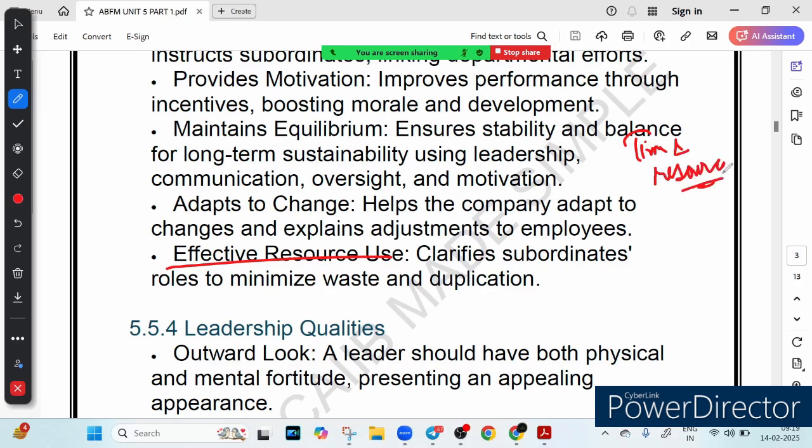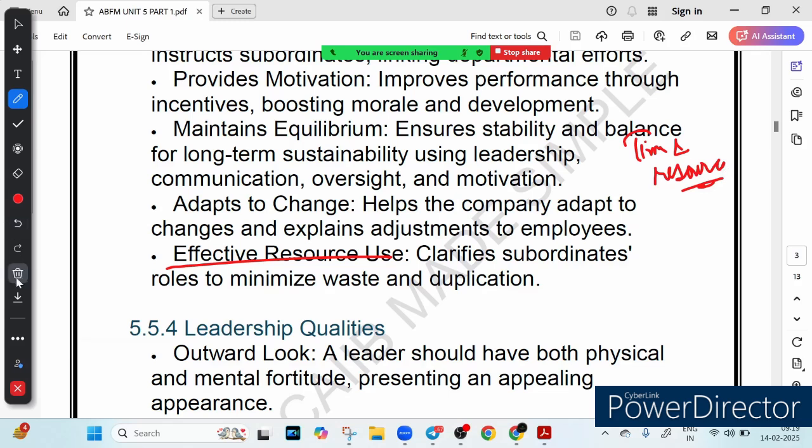Have you ever seen two people doing the same task without realizing it? That is wasted effort. A leader clearly defines roles and responsibilities, ensuring that work is not duplicated and resources are not wasted. So that is called effective resource use. So leadership is not just about giving orders, it is about guiding, motivating, ensuring that everything runs like a well-oiled machine. I hope this makes sense to you.